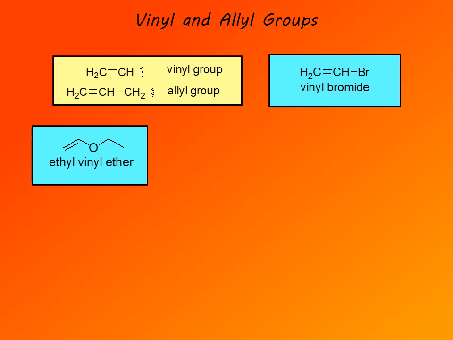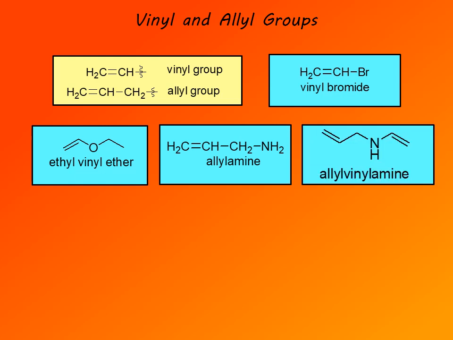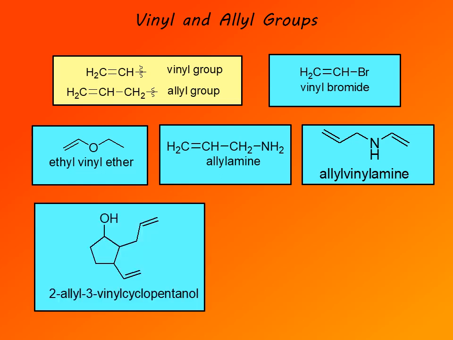It's also used in naming of ethers, so ethyl vinyl ether, or amines. This is allyl amine, and this secondary amine contains both allyl and vinyl substituent, so it's called allyl vinyl amine. Here we have a little bit more complex example.